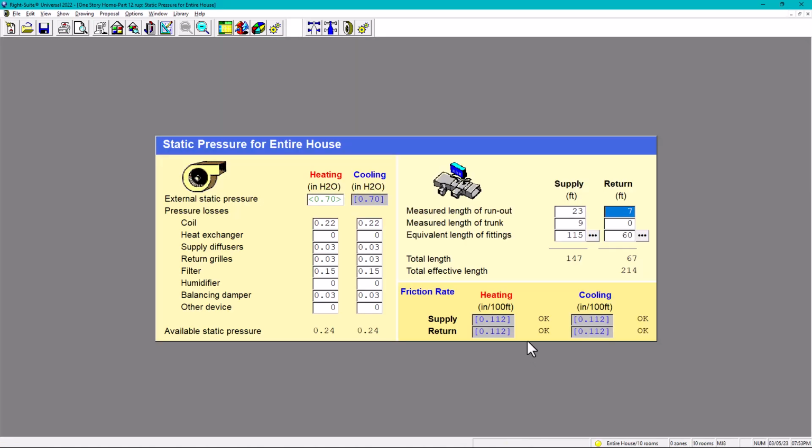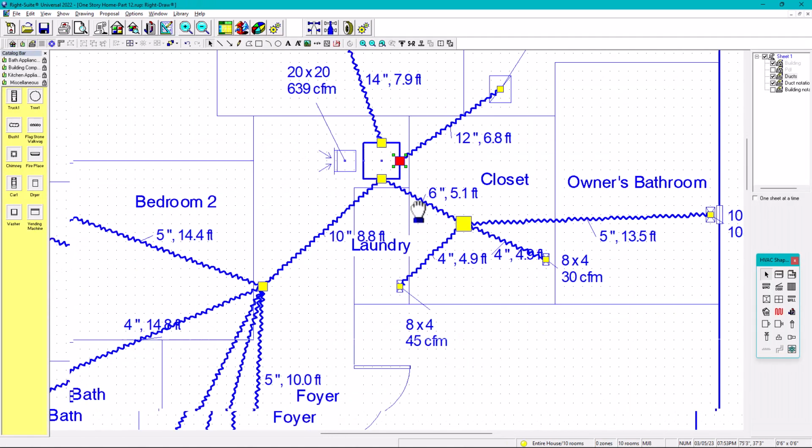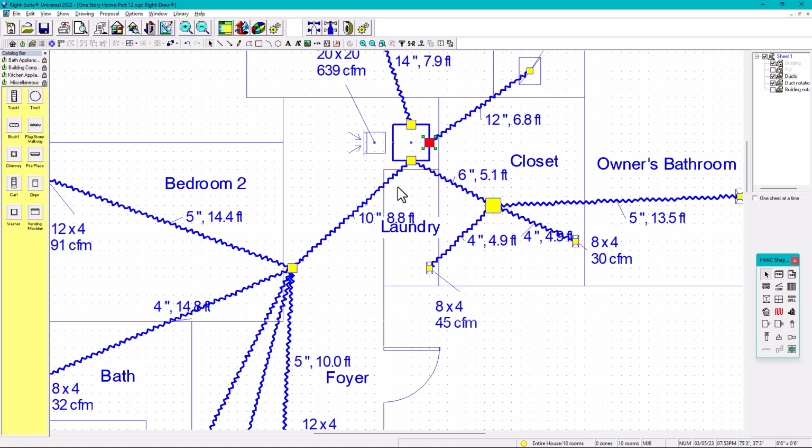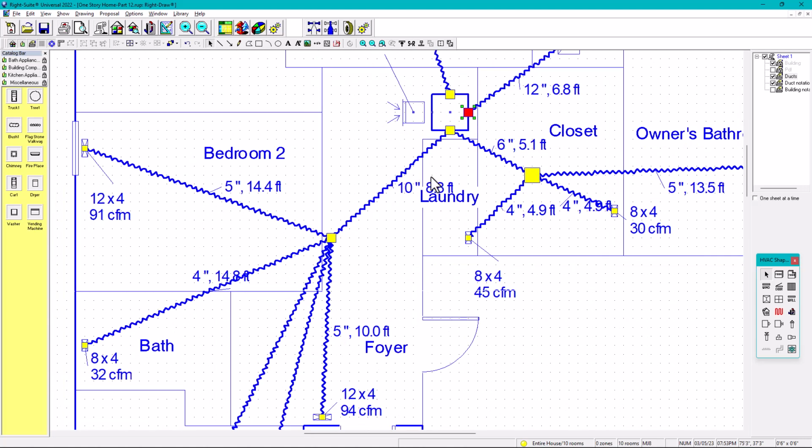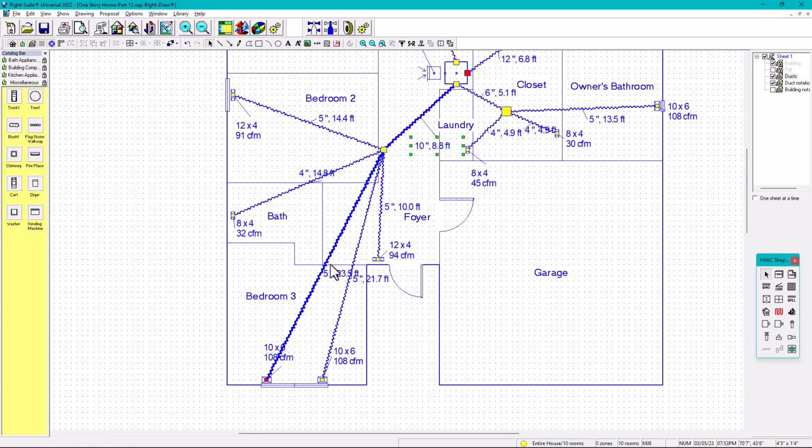The same process goes for the supply. Let's check on the supply. Now that we have the equivalent length of the return, we're going off the critical path. Let's go on the supply. Under the supply, see, this supply length is going to be 8.8, and where's my critical path? This part, right? See, there we go. So it's going to be equal to 8.8.